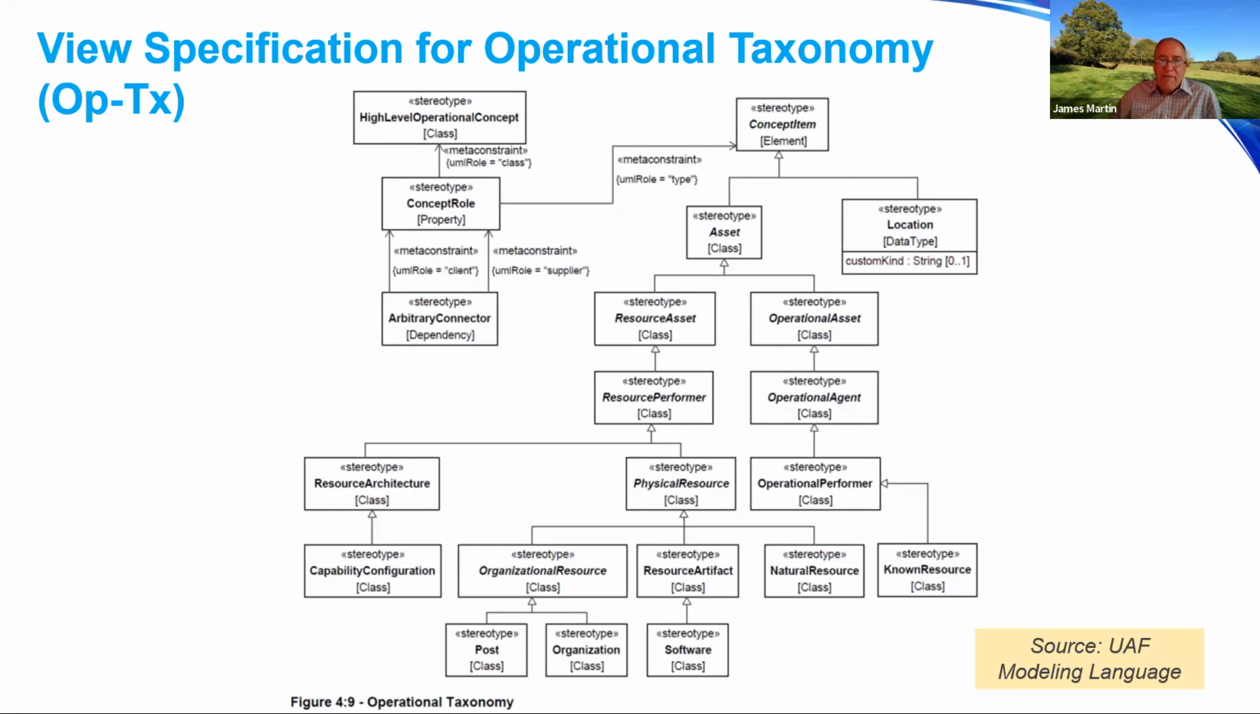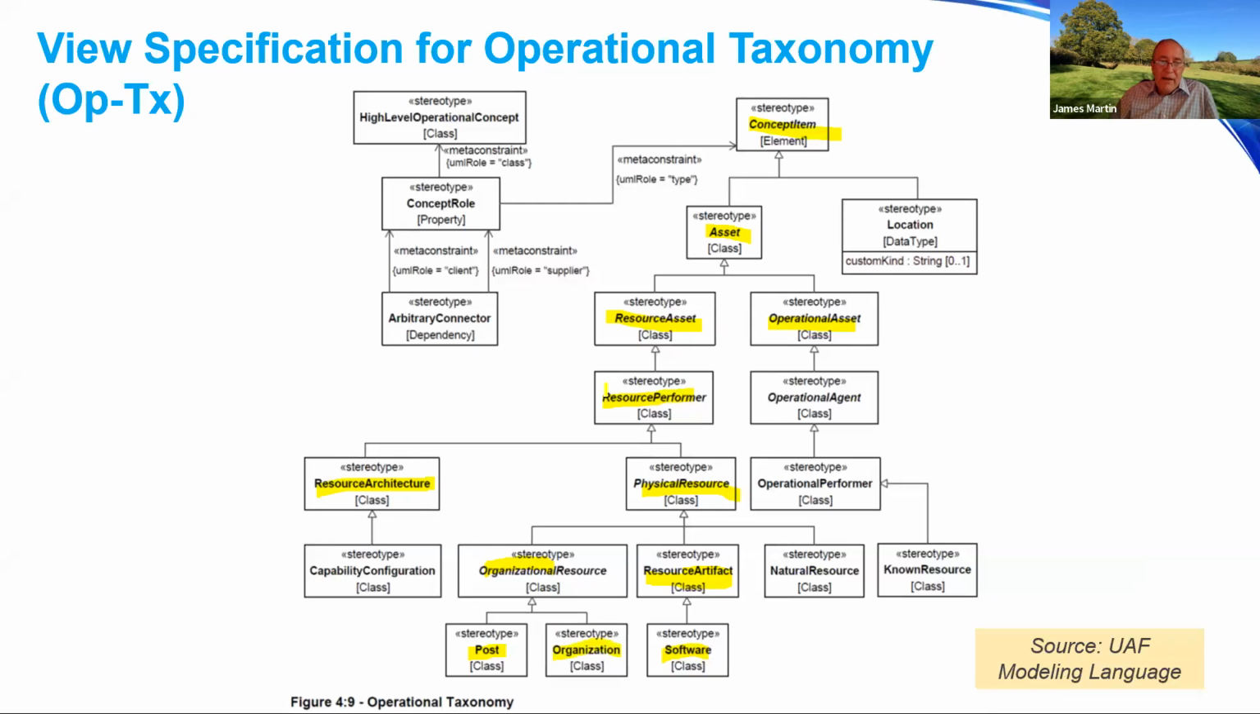So notice it starts off with a very basic thing at the top called a content item. And then you have different kinds of assets. In this case, resource asset or an operational asset. Resource asset could be a resource performer, which could either be a resource architecture or physical resource. And physical resource could be organizational, or it could be a resource artifact. And a special case of an artifact is software. Organizational resources could be a post, or think of that as a job position, or an organization.